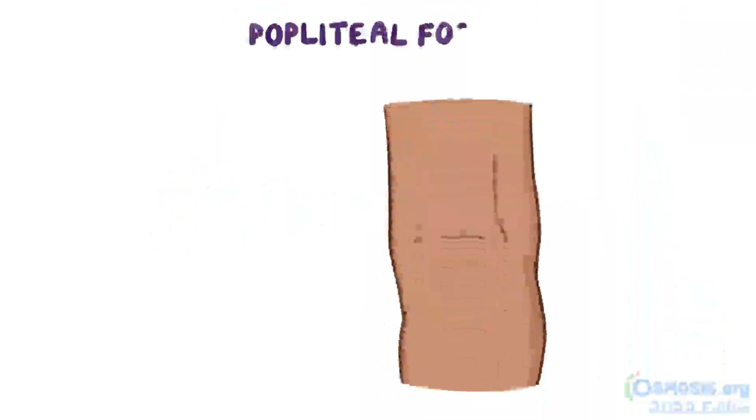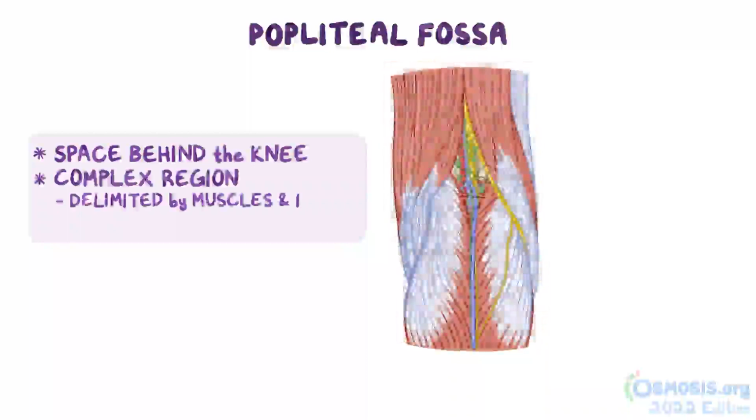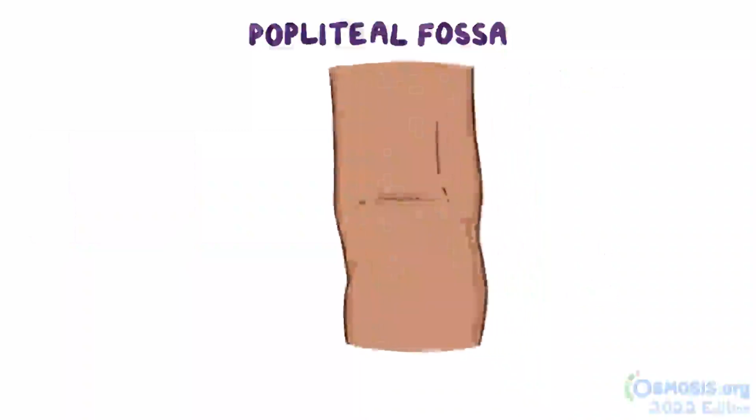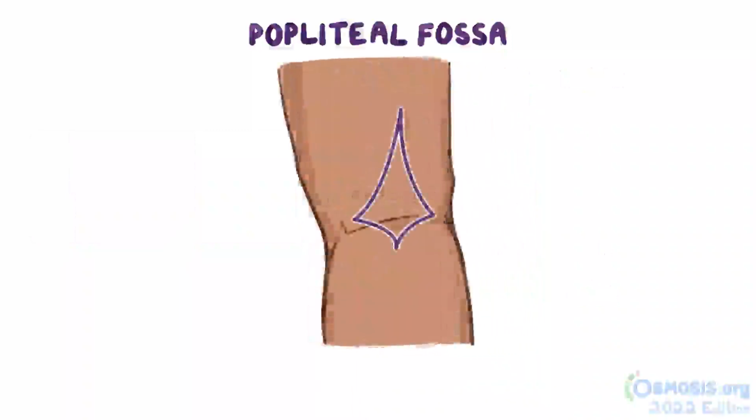The popliteal fossa is the space behind your knee, and even though it may not look like much from the outside, it's actually a complex region delimited by muscles and fascia, and it contains a lot of vessels and nerves that pass from the thigh to the leg. So first, let's look at the popliteal fossa, which superficially resembles a diamond-shaped cavity when the knee is slightly flexed.